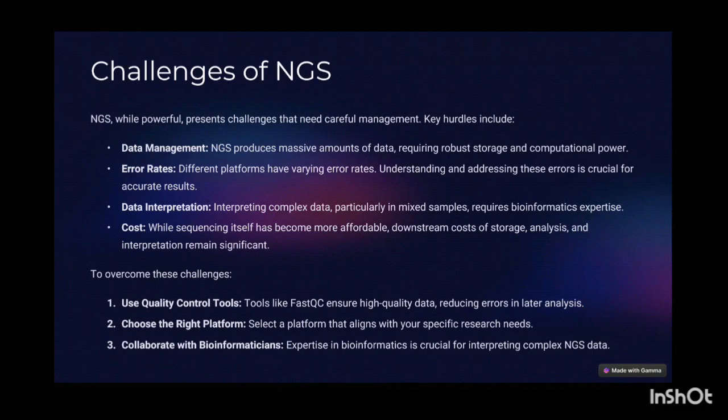And next, the error rates. Not all sequencing platforms are created equal. Different NGS technologies come with varying error rates. For example, Illumina is known for its high accuracy with short reads, while Oxford Nanopore generates longer reads, but at the cost of higher error rates. So understanding and compensating for these errors is very essential for ensuring the accuracy of the results.